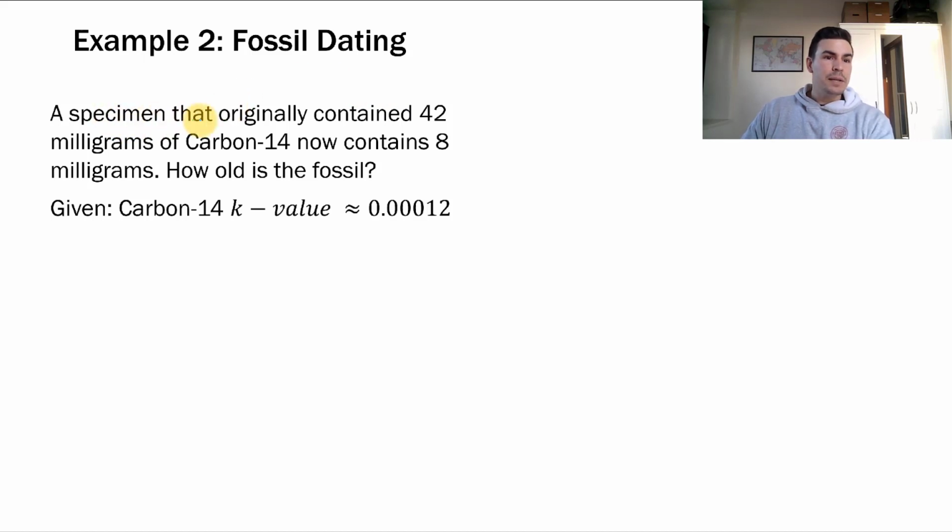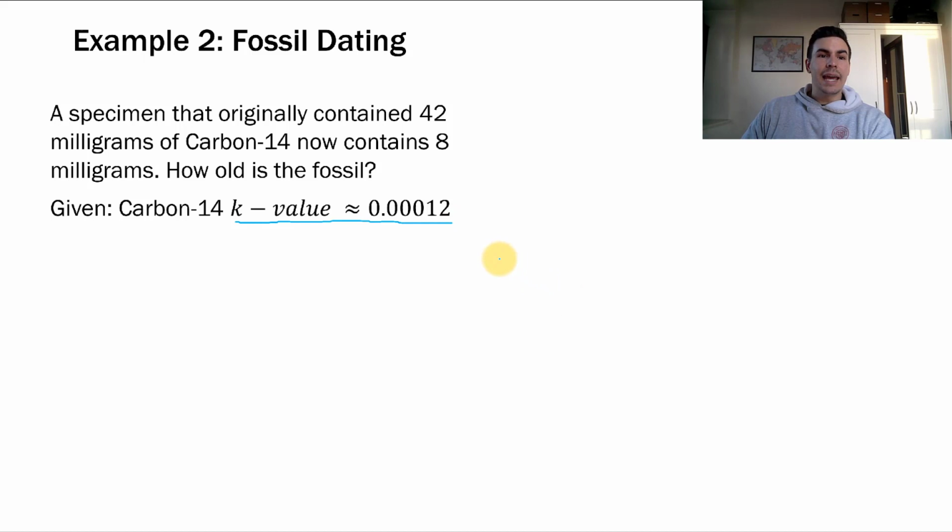All right, now we're going to look at fossil dating, or carbon dating as it's otherwise known. So we've got a specimen that originally contained 42 milligrams of carbon-14, and it now contains 8 milligrams. We are asked how old is the fossil. And we're given the carbon-14 k value right here. We're going to use this.